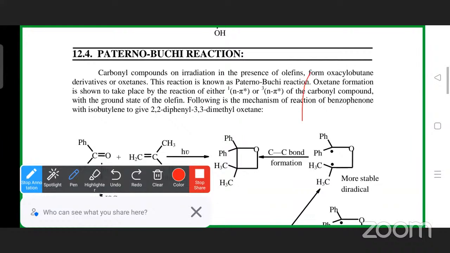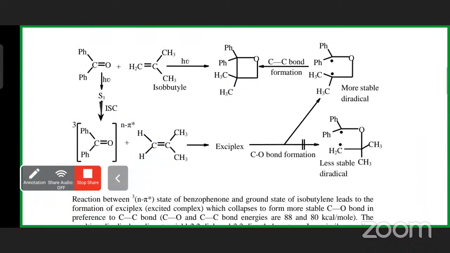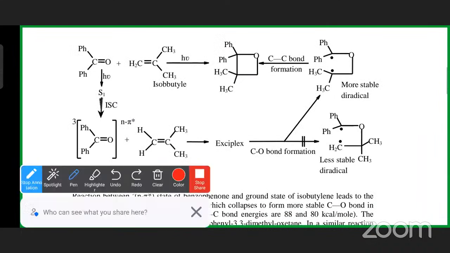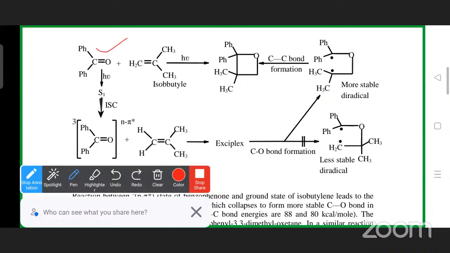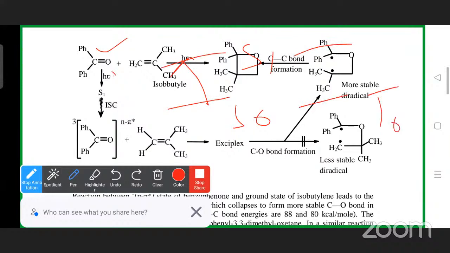You see the mechanism, or pathway, of how it takes place. Here the benzophenone at ground state, by absorbing the photo energy, hν, goes to the excited state. So S0 to S1, and in parallel there is the triplet state, T1.